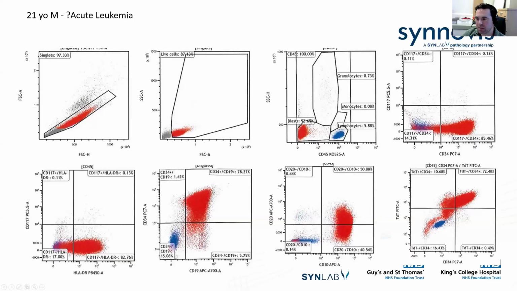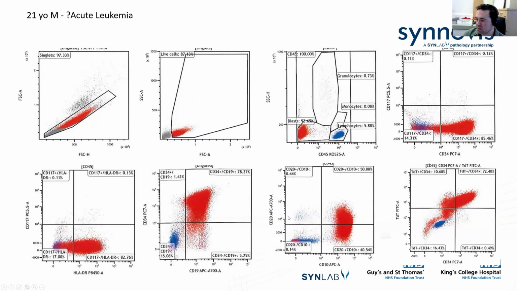And 93% of the cells run were blasts. Now that population, the red population, is showing up as CD34 positive. It's also showing up as CD117 negative. My immediate thought would be that this isn't myeloid. There's no CD117, but also a key giveaway is that it's all CD19 positive.